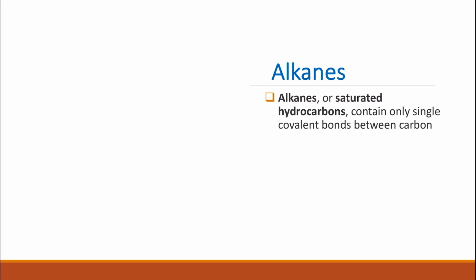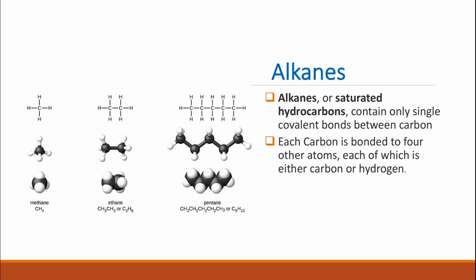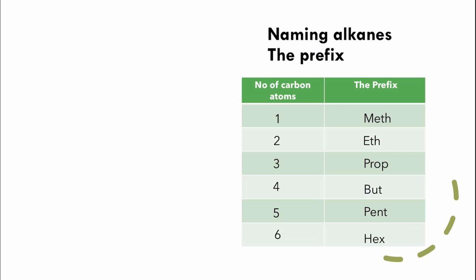They only contain single covalent bonds between carbon atoms. Each carbon atom can form four different bonds with four different atoms. They can be either carbon or hydrogen. The general formula for alkanes is CnH2n+2. So this is the general formula for alkanes. For whatever the number of carbon atoms in the molecule, the number of hydrogen atoms will be double that number plus 2. To name alkanes, we use the prefix.